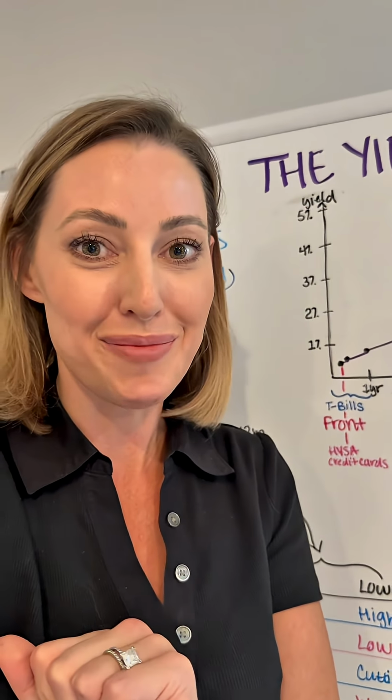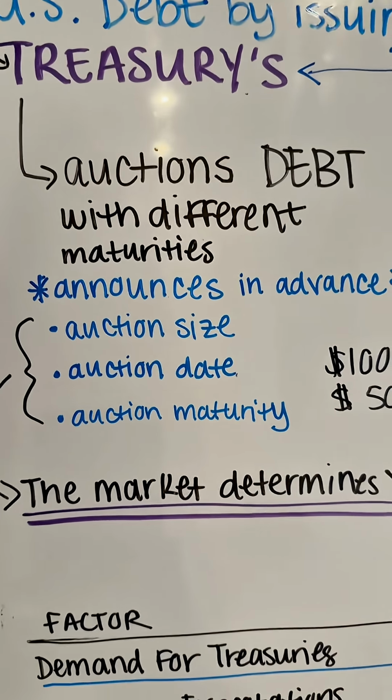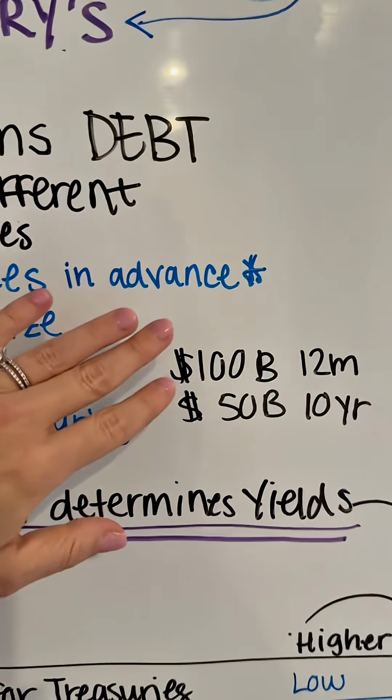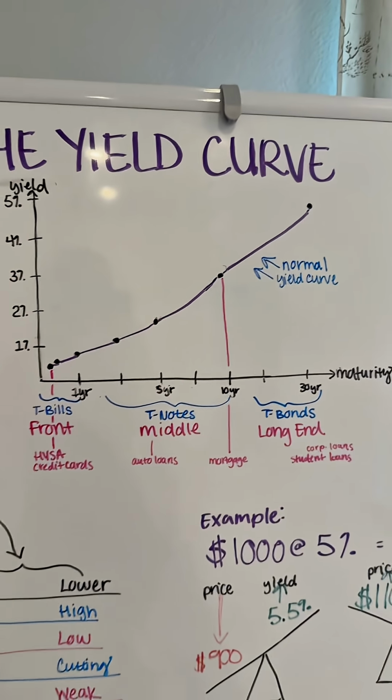Quick review of part 1. The yield curve is made up of Treasury issued securities, which is just government debt. It's considered safety assets backed by the full faith and credit of the US government. It is auctioned with different maturities. They tell us in advance the auction size, date, and maturity. So for example, 150 billion, a 12-month or 10 years. And all of that makes up the yield curve.